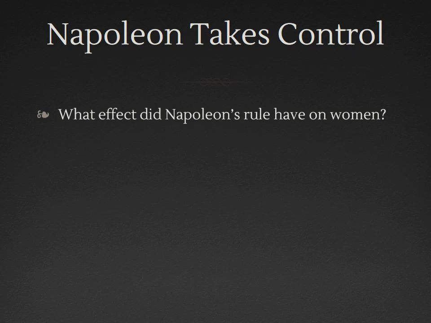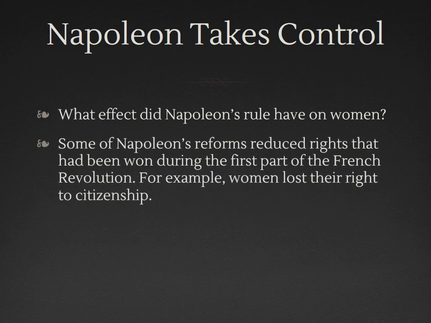So, what effect did Napoleon's rule have on women? Because remember, women were some of the guiding force of the early revolution. Some of Napoleon's reforms reduced rights that had been won during the early revolution. For example, women lost their citizenship. So women ended up not really gaining a lot of rights during this revolution, even though in the early phases it looked like this would be a win for women.